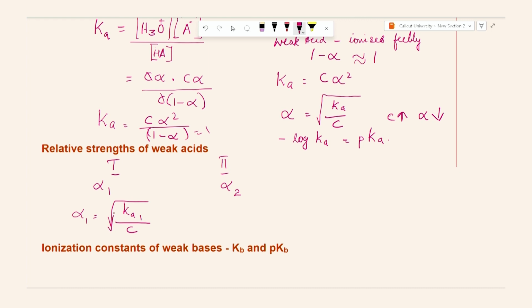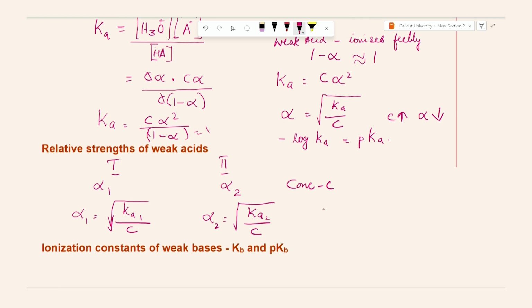Now, here the C is not given a subscript 1, because if you take an acid at different concentrations, you cannot compare their strength. So, the concentration has to be constant, that is concentration should be C itself, it should not change. And in this case alpha 2 will be equal to square root of Ka 2 by C, same concentration.